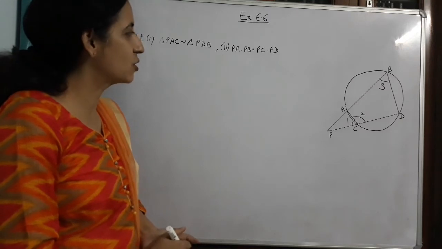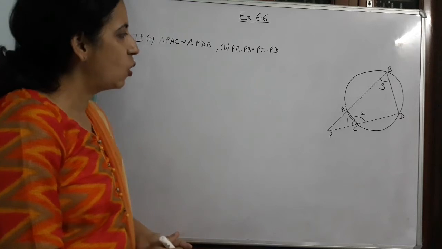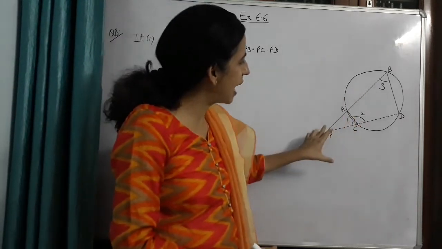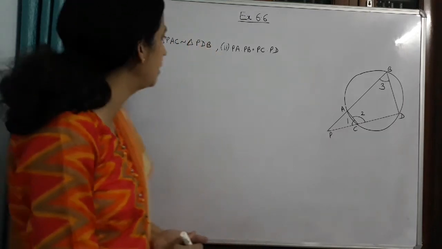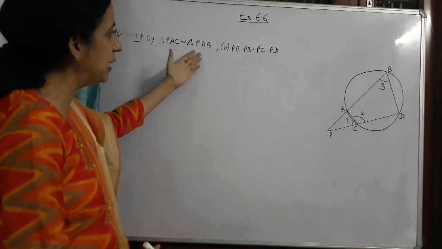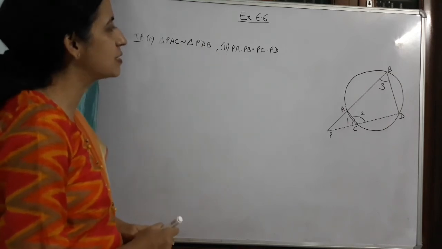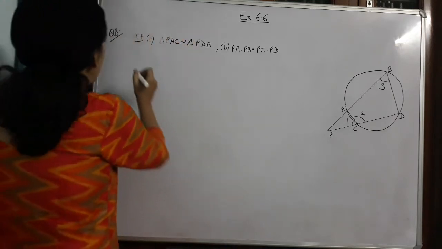In the next question, AB and CD are the chords of the circle which intersect each other at point P when produced. They intersect outside the circle. Then we have to prove that triangle PAC is similar to triangle PDB and PA into PB is equal to PC into PD. This is what we have to prove.